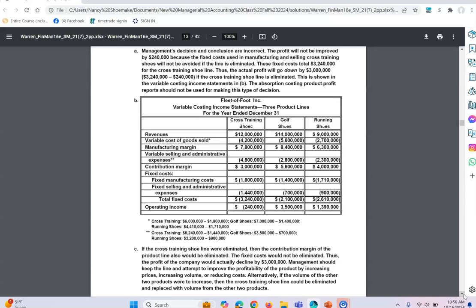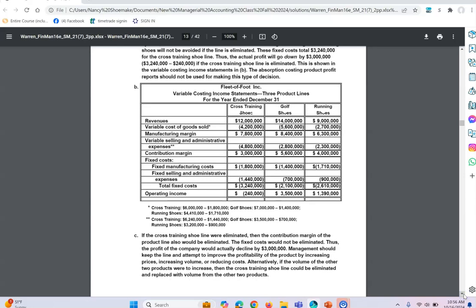So if you look here at the variable costing, we show our revenues and the cost of goods sold. We're only showing our variable cost of goods sold here.